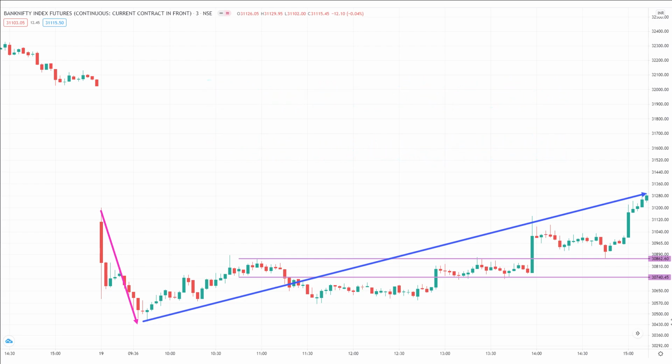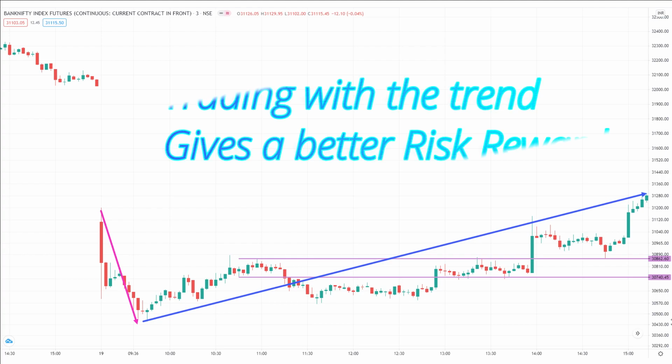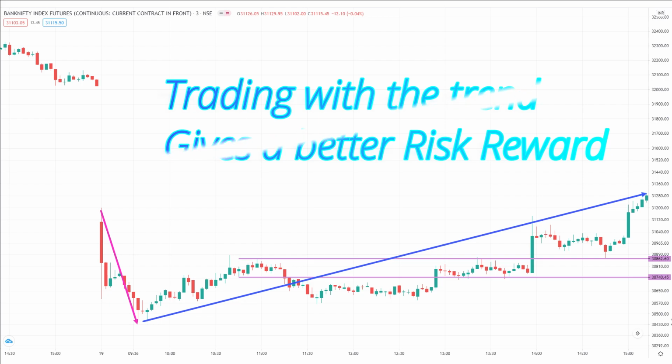Okay, this is one way to do it. Or even if you're going for short trades, you can go for small profits. But when you get a long trade, you can really hold on to it and make full use of it. That way you can really improve the risk reward ratio on the strategy.